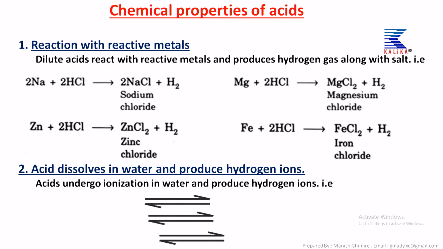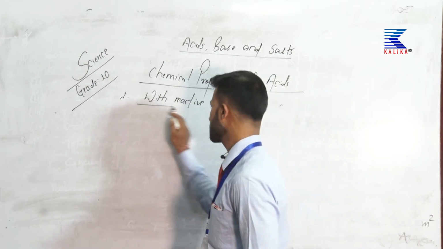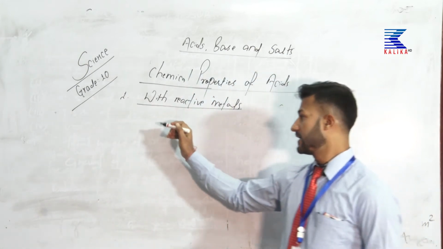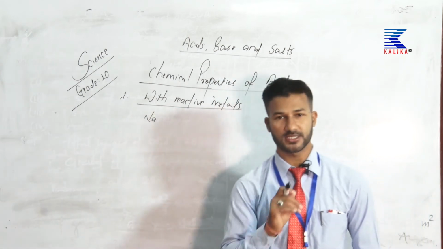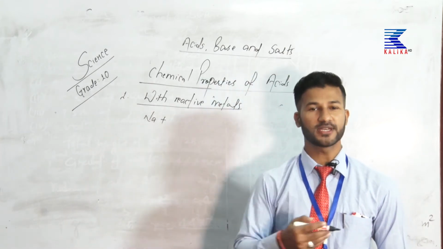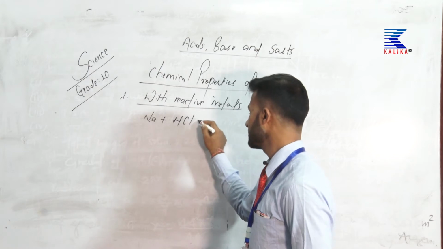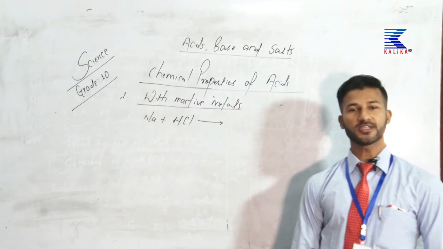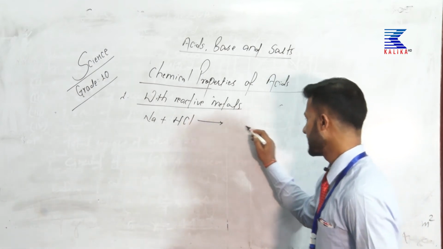You can see here, with reactive metal. How does acid respond with reactive metals? Let us find out. Let us take an example of sodium. Sodium is one of the very reactive metals. When it is treated with dilute acid, say dilute hydrochloric acid, that is HCl, hydrogen gas is released. Hydrogen gas is liberated. See the chemical reaction.